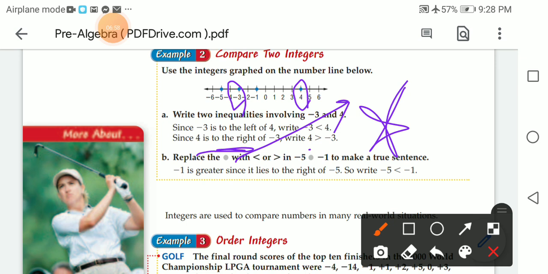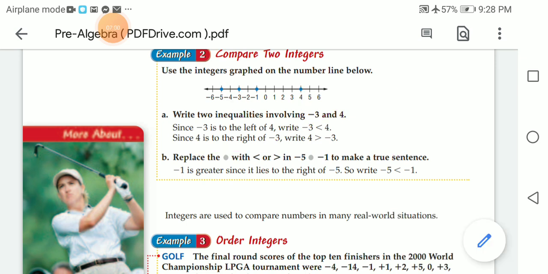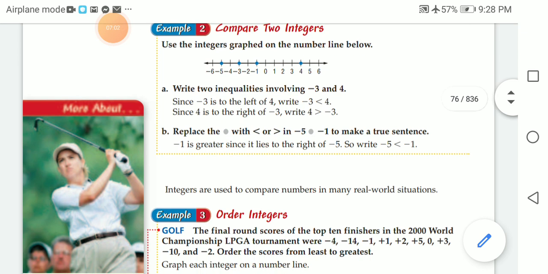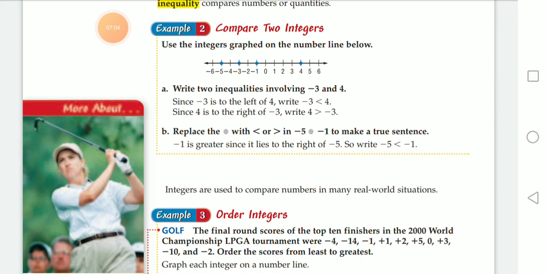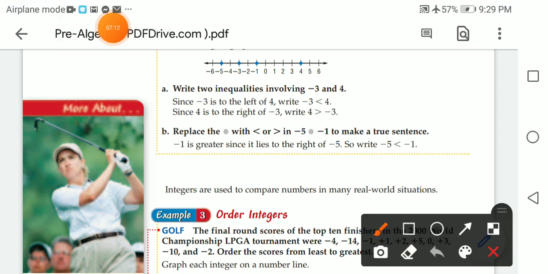Replace the dot here with less than or greater than in negative 5 and negative 1. It's very useful to use the right and left sides for this. Negative 5 is here, and negative 1 is here.